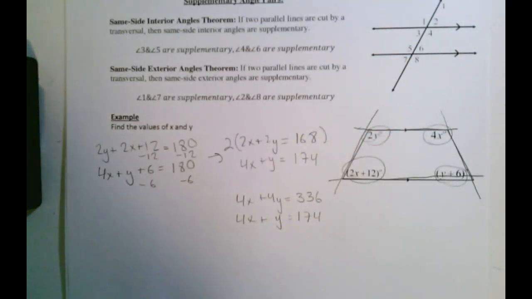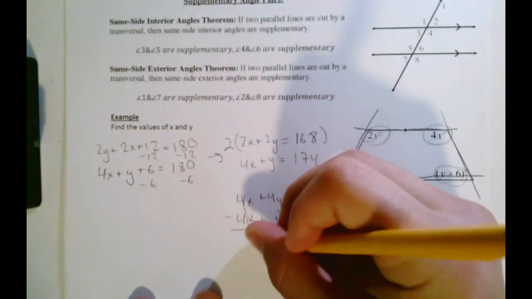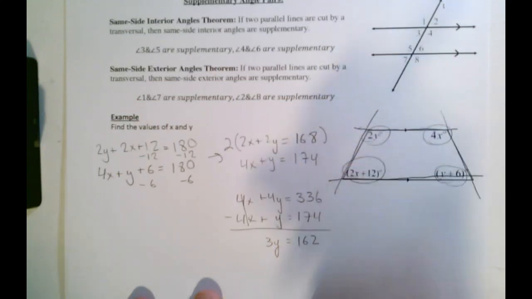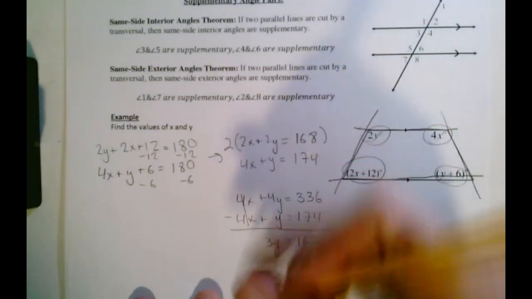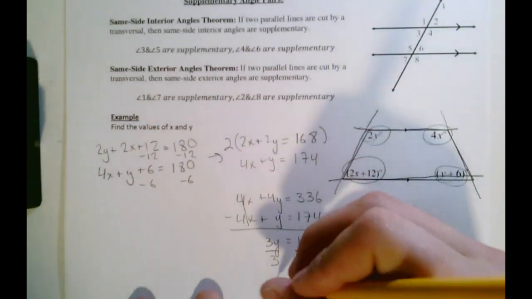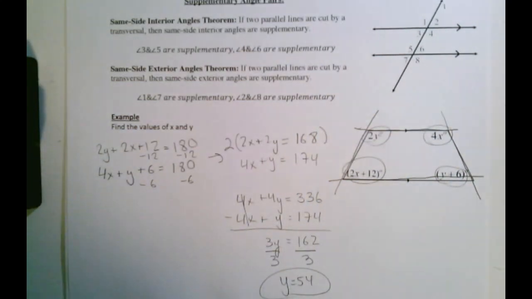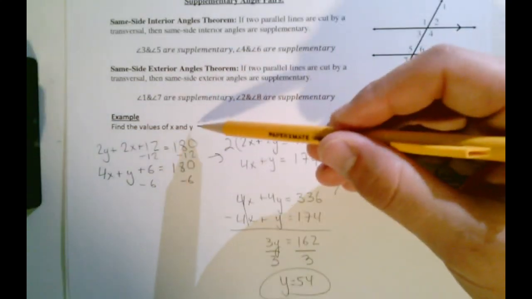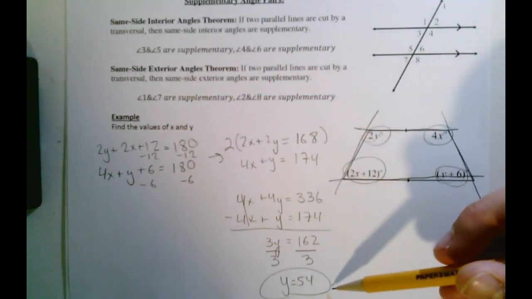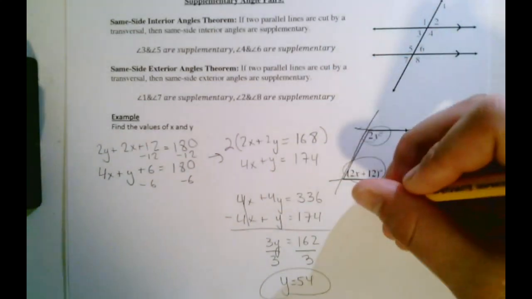Now that my coefficients are lined up, I can subtract the two equations. I get 3y, and over here it's going to be 162. Then to solve for y, I divide by 3, and that gives me y is equal to 54. But as we talked about with systems, and as we see in the directions, I don't just need y, I also need x. So this is where I can substitute. I would substitute back into this equation to make my math a little bit easier. I'll do that over here.